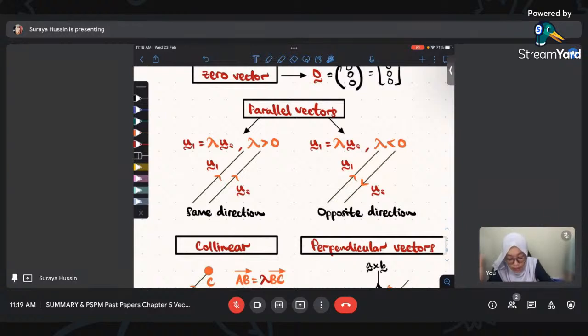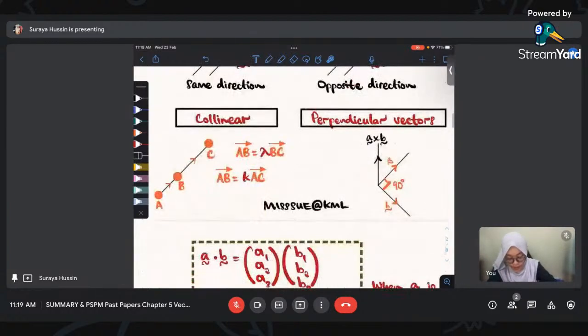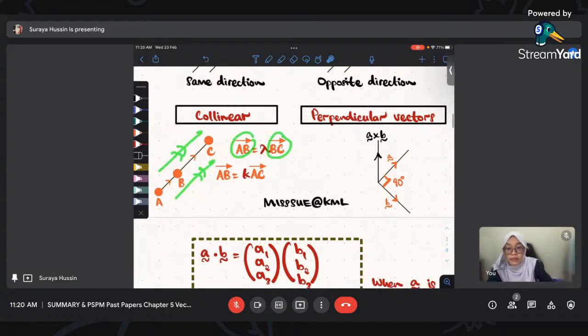Okay? Kalau lambda tu positif, bermaksud dia positive direction. Positive direction pula ialah same direction. Kalau lambda tu negatif, dia adalah opposite direction. Easy to remember. Okay. So collinear ni you faham-fahamkan sendiri. Tidak susah juga. So AB in the direction of AB is also in the direction of BC. Okay. So they are parallel. So basically we are talking about parallel. Collinear pun tentang parallel jugalah.